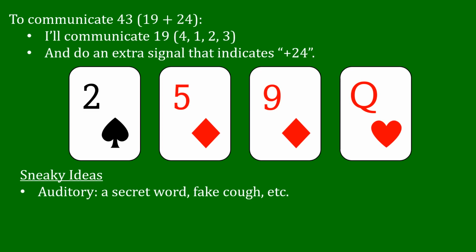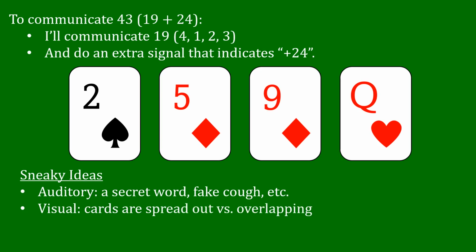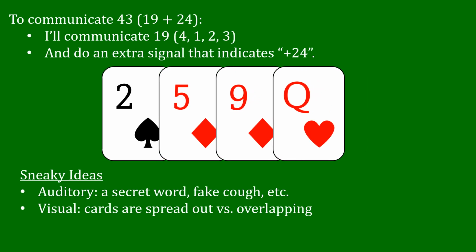In my opinion, a cleaner idea for the extra signal is a visual one. When I'm displaying the cards on the table, I can either spread them out like you currently see them, or I can overlap them like this. If I overlap them, then that means you should add 24 to the number from part 1. Or you and your assistant can decide that spreading the cards out means to add 24.